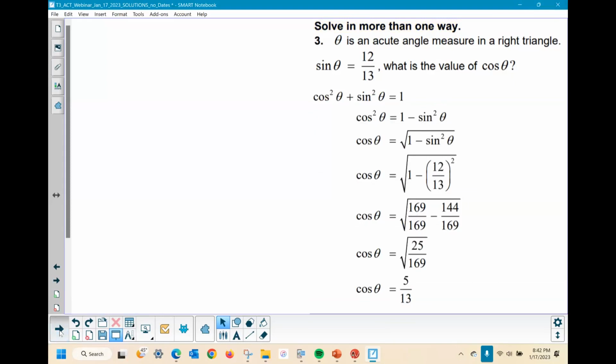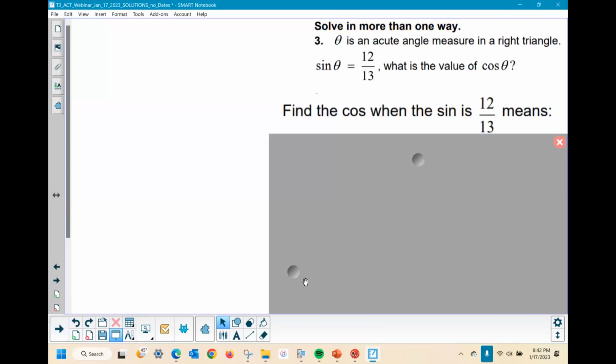The third way, I'm going to use a calculator for this. And I would have never thought to have done this as a student, but as a teacher, hopefully you'll see some advantages here. So what we're trying to do is find the cosine when we know the sine. And so when I see sine theta equals 12/13, I can rewrite that as theta is equal to the inverse sine of 12/13.